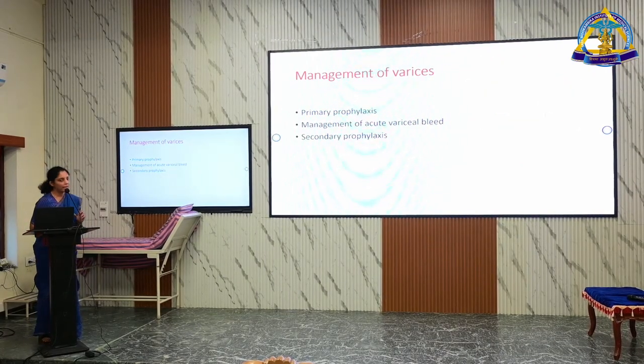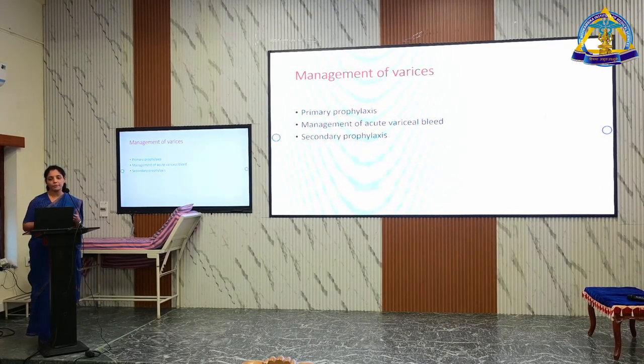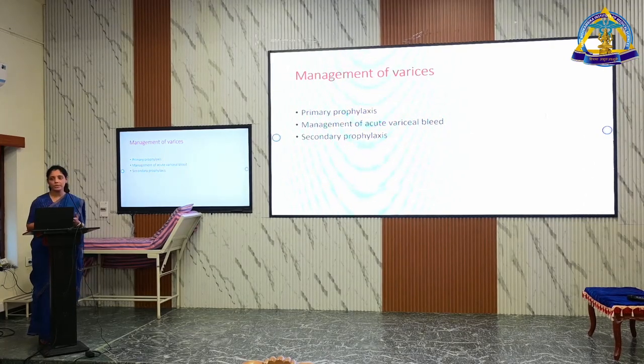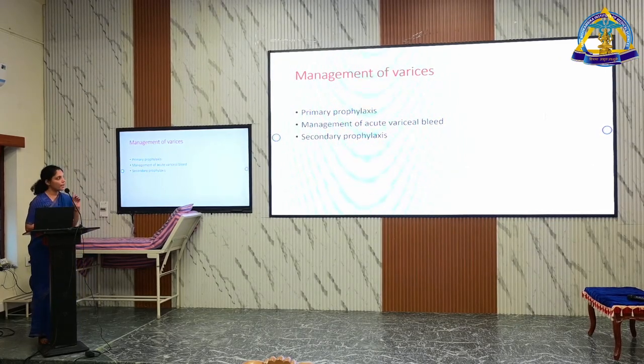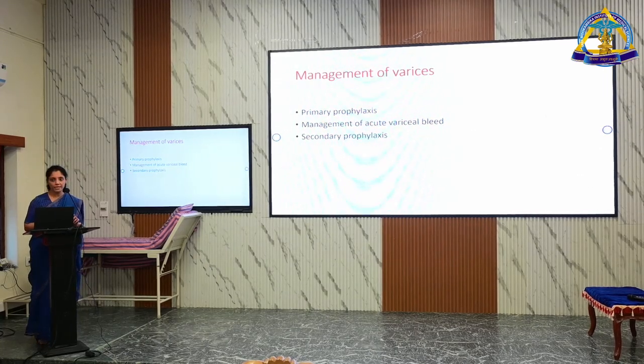So, how do we manage varices? Either we can go for primary prophylaxis. Primary prophylaxis means we found that the patient has clinically significant portal hypertension. Our aim is to give non-selective beta blockers and prevent further progression. That means we are trying to reduce the HVPG and reduce the enlargement of varices and further bleeding. Second thing, we always come across the management of acute variceal bleed. And always after successfully managing the acute variceal bleed, go for secondary prophylaxis to prevent further rebleeds.